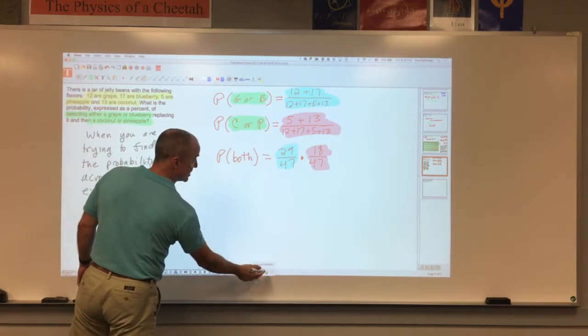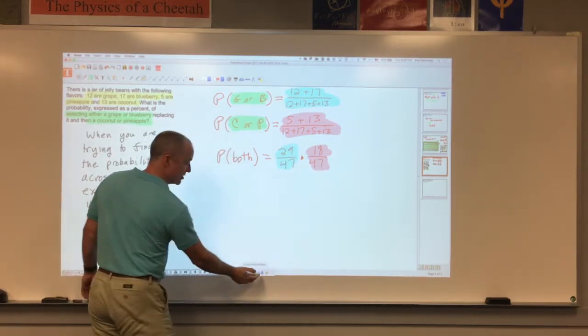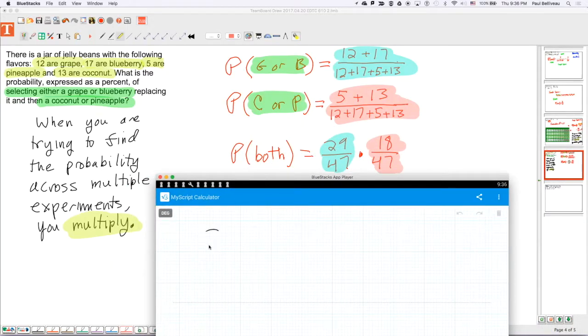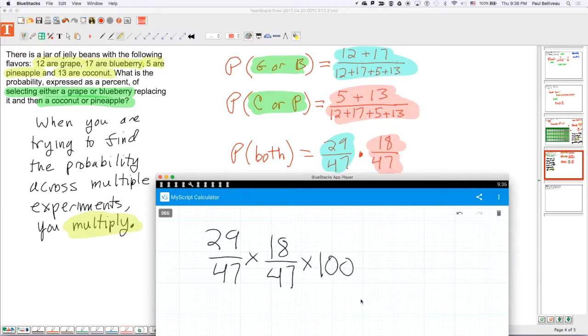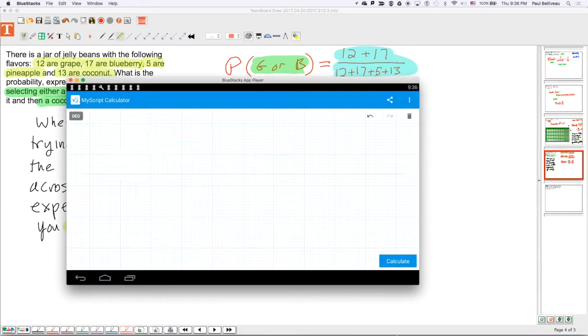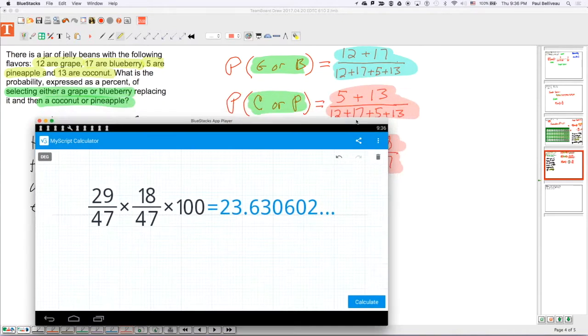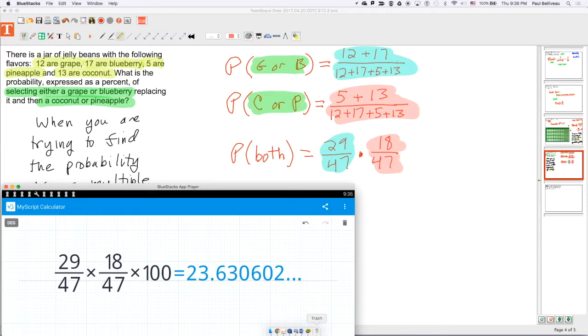Don't think it's the best use of our time to watch me multiply these numbers out and turn it into a percent. So I'm going to pull out one of my favorite visual calculators here. And I'm going to write the fraction 29 over 47 times 18 over 47. This will give me a decimal. How do I make a decimal into a percent? I multiply times 100. I ask this, my script calculator, to calculate it, and it tells me that we have a 23.63% chance of pulling a grape or a blueberry, putting it back, and then pulling out a coconut or a pineapple.